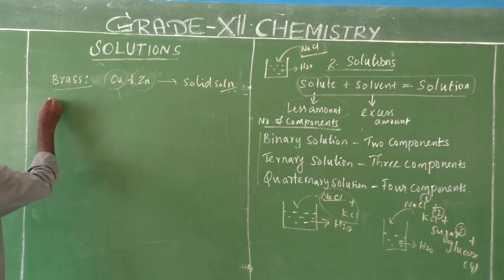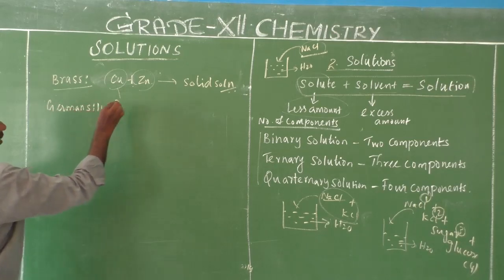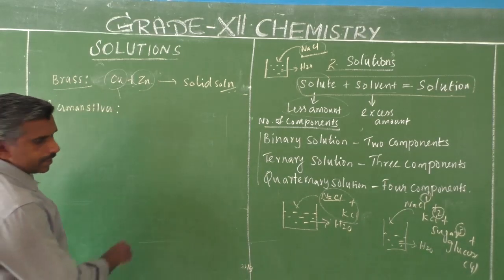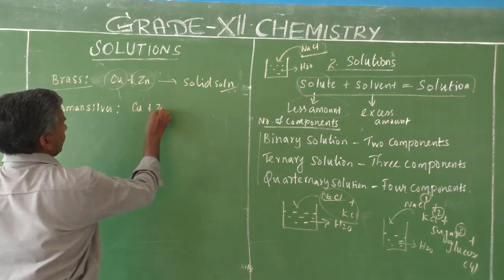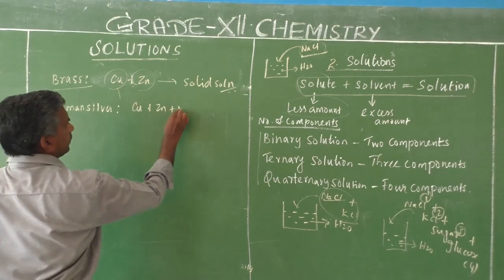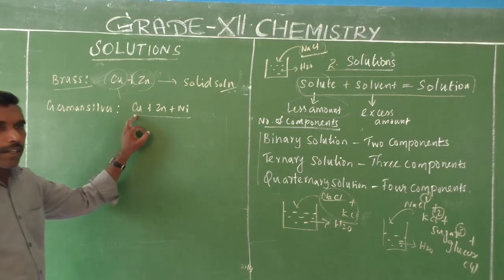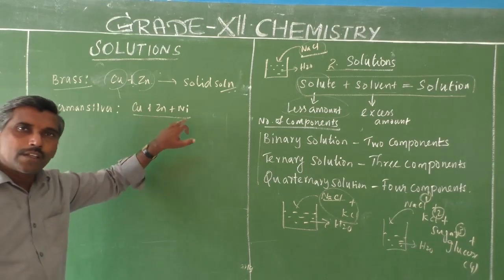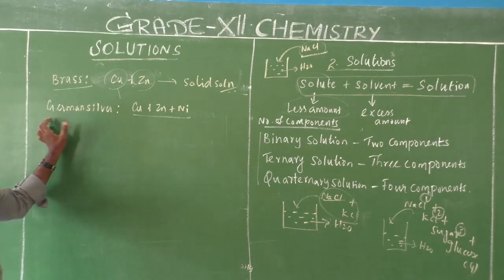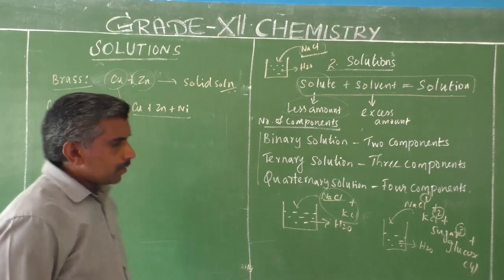Another one is German silver. This is also an alloy, a mixture of copper, zinc and nickel. Here also it is a solid solution. Copper in a molten form, zinc in a molten form, and nickel in a molten form are mixed, so it is German silver. The properties of brass and German silver are different.